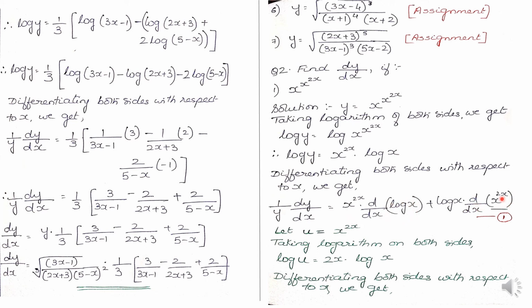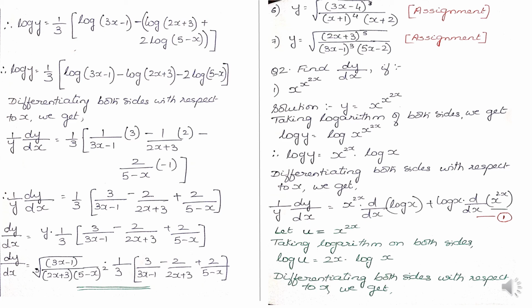So this term is as good as solved. But what about this term? What is the derivative of x raised to 2x? It is not so simple. So we write let u is equal to x raised to 2x. That means this term, which I have underlined over here, is written as u. Taking logarithm on both the sides, we get log u is equal to 2x log x, because 2x comes to the side.